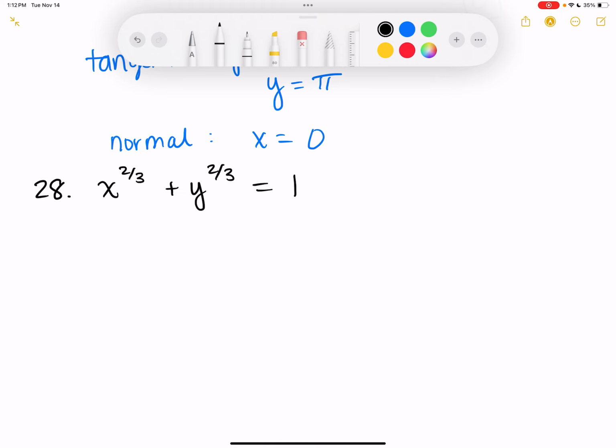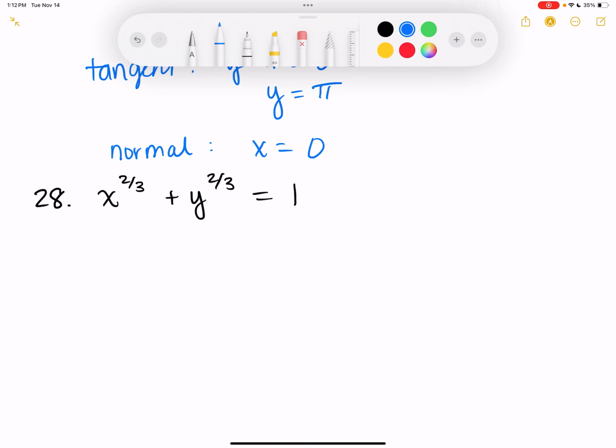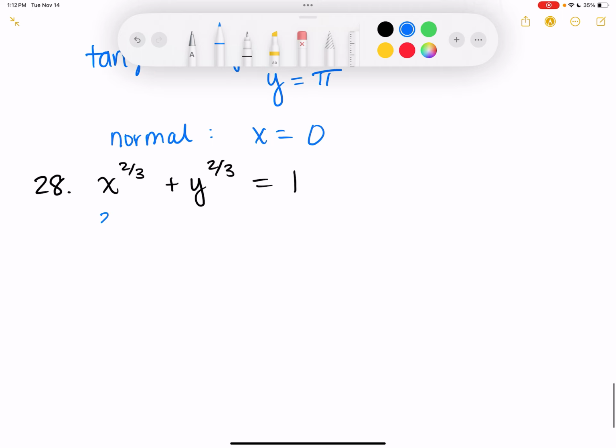All right. First derivative. Why's it gotta be this way? So the first derivative would be 2/3 x to the negative 1/3, plus 2/3 y to the negative 1/3 y prime, equals 0. As it should. Yeah, this looks disgusting.